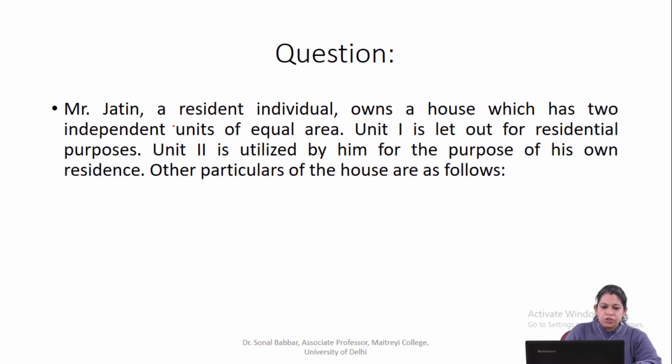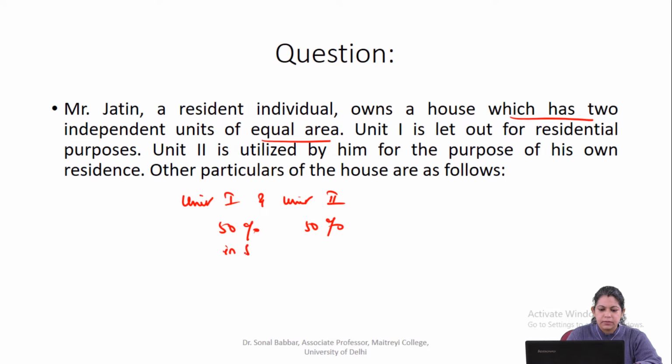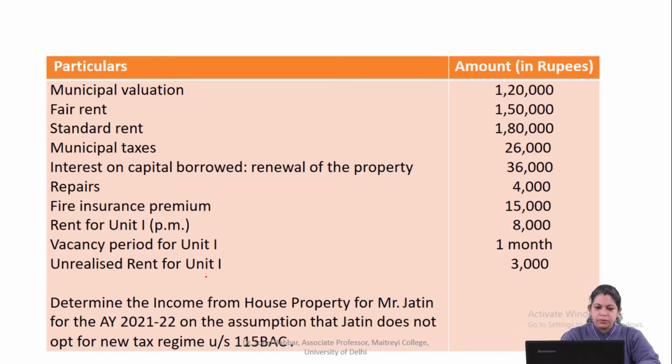For example, Mr. Jatin, a resident individual, owns a house which has two independent units of equal area. So there are two units, Unit 1 and Unit 2. Both are of equal area, so 50% each in size. Unit 1 is let out for residential purposes and Unit 2 is utilized for the purpose of his own residence. Other particulars of the house are given below.